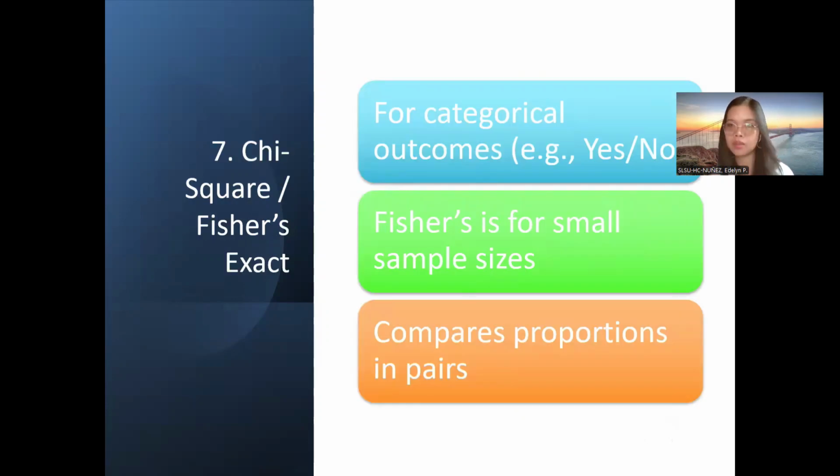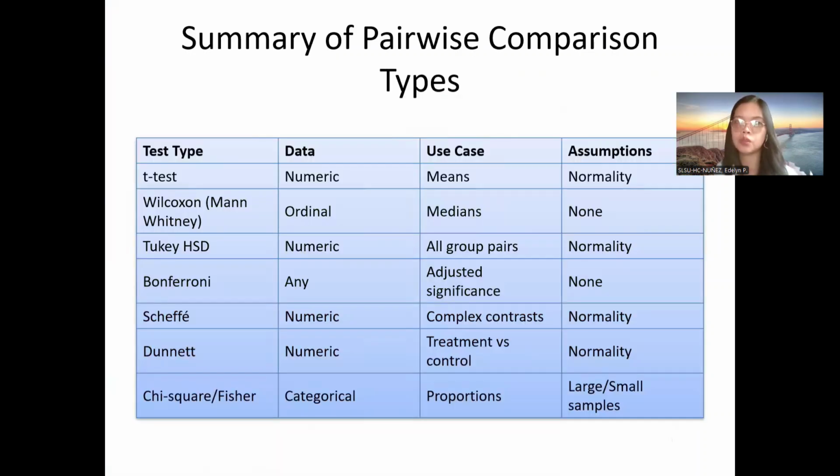So this is binomial. It's just a yes or no categorical outcome. If there is a categorical outcome, you will use chi-square Fisher's exact. Okay. This is the summary of the comparison. We have the test type. We have the t-test, the Wilcoxon, the Tukey HSD, Bonferroni, Scheffé, Dunnett, and chi-square.